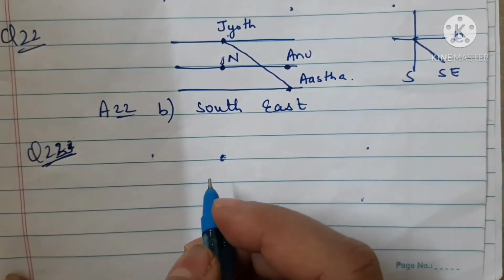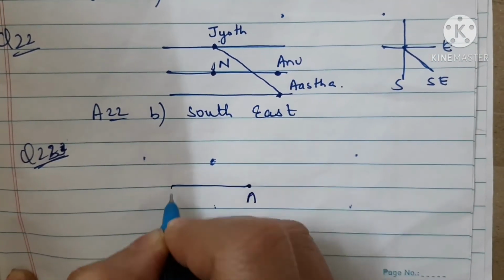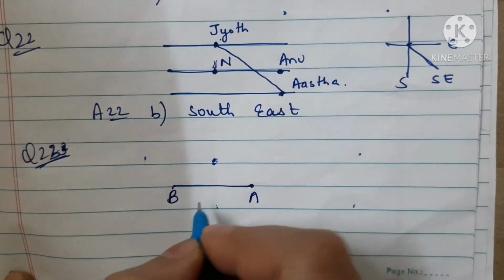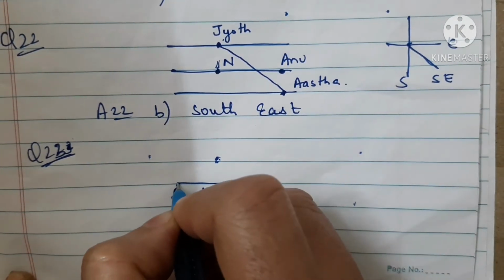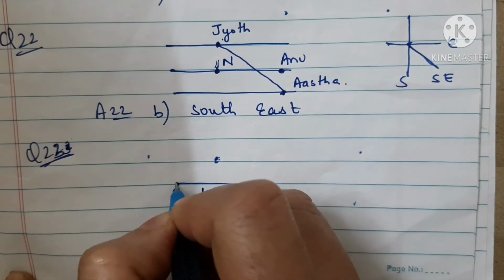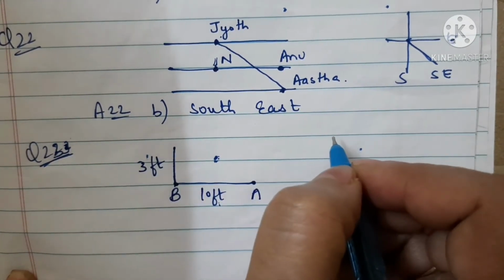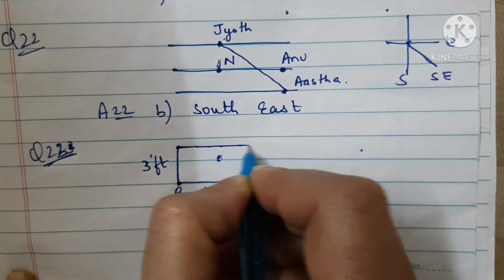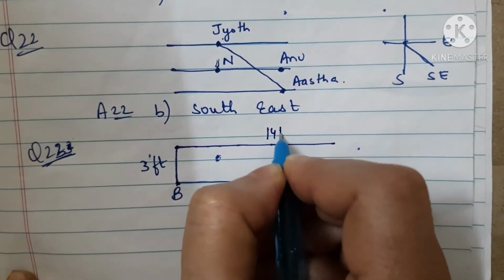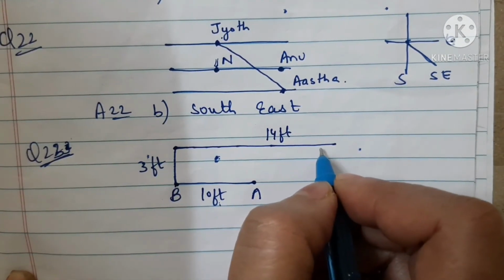Now Pari walked from A to B in the west. Now this is A and Pari is walking to B in the west, covering a distance of 10 feet. Then she turned to the right and walked 3 feet. Again she turned to the right and walked 14 feet. Now from here again she is turning to the right and walking 14 feet. Now this was 10, so I have taken more distance to show that this is 14.